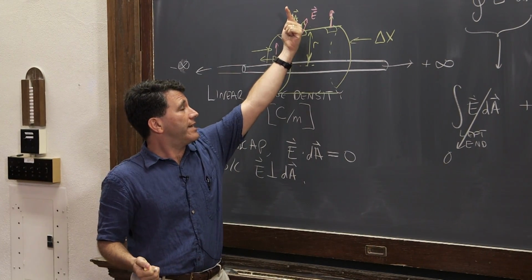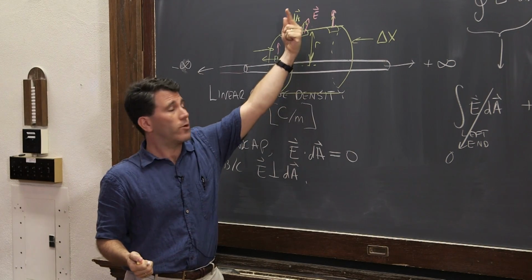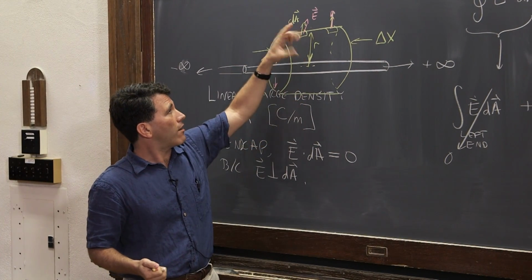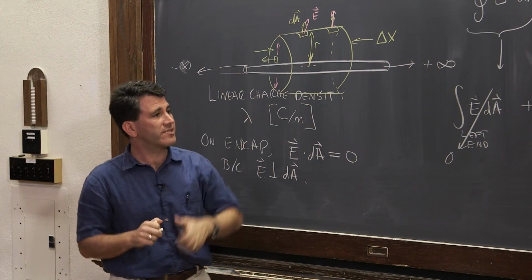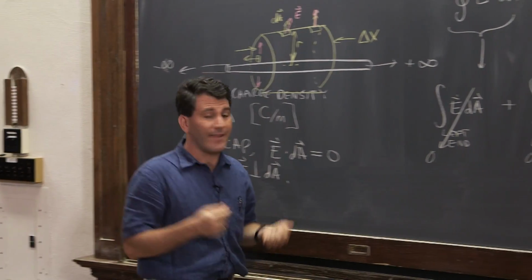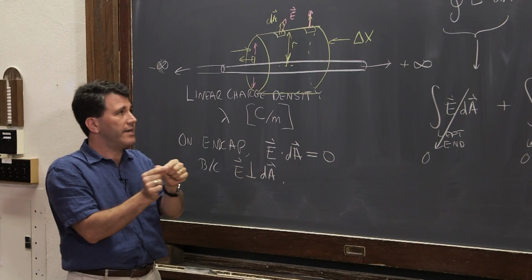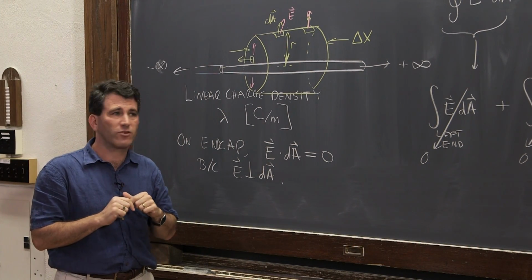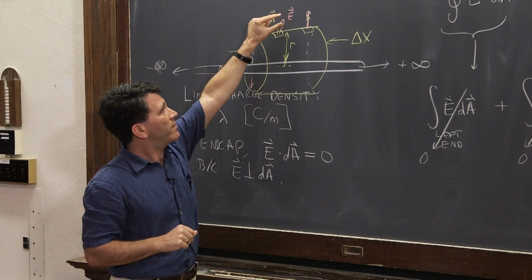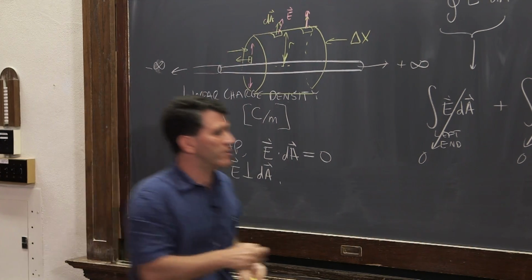It might vary in direction. It will vary in direction because it has to point radially. But wherever we are along this whole surface, the electric field has the same magnitude. All right? And that's the thing we want to find. And again, the surface normal is always going to be in the same direction as the electric field. So we're going to have the magnitude of the electric field.